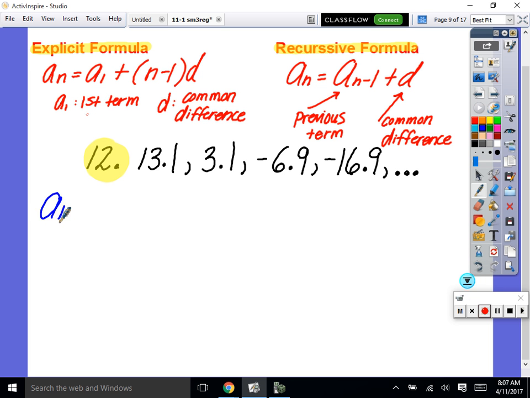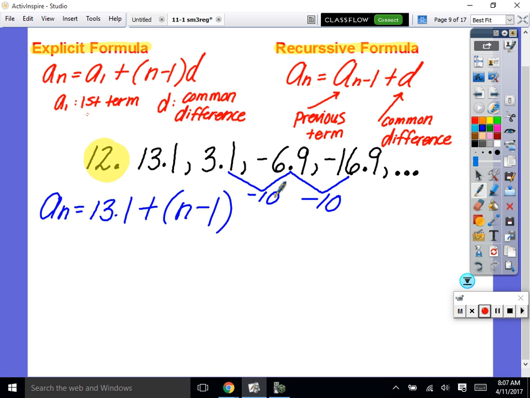Now, a sub n means any term in the sequence will be a sub 1, which is 13.1, right? 13.1 plus n minus 1 times the common difference. Let's hurry and find that first. So you'll do negative 16.9 minus negative 6.9. Somebody really quick? Negative 10. And then we could check another one, but that is negative 10. Does everybody see how the common difference is negative 10 in this one? So our common difference is negative 10.